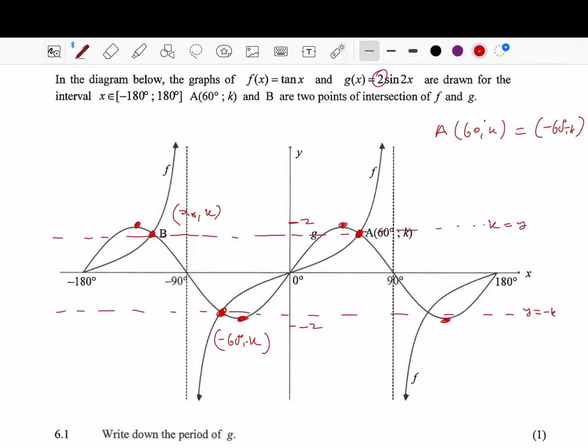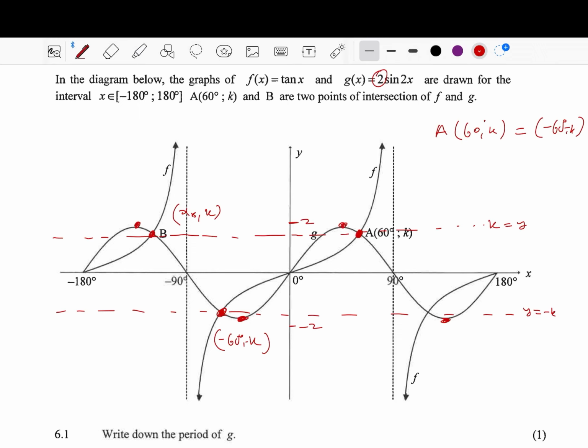It's very important to understand these things, because when they ask you a question, it's going to be based on this information here. Before you jump into questions, understand exactly what you're being given, because that is your gateway. That's how you're going to be winning. So we have discovered this point is negative 60 degrees and negative k. If you don't understand, please let me know.